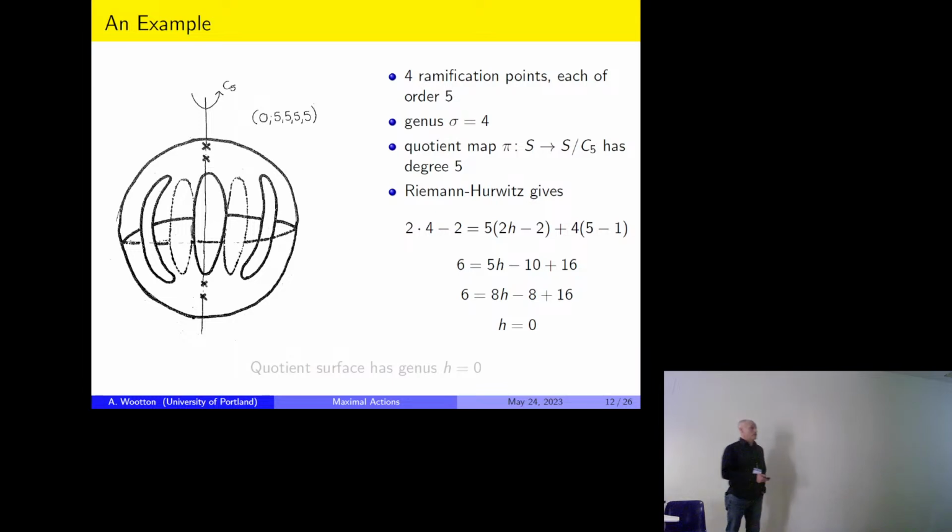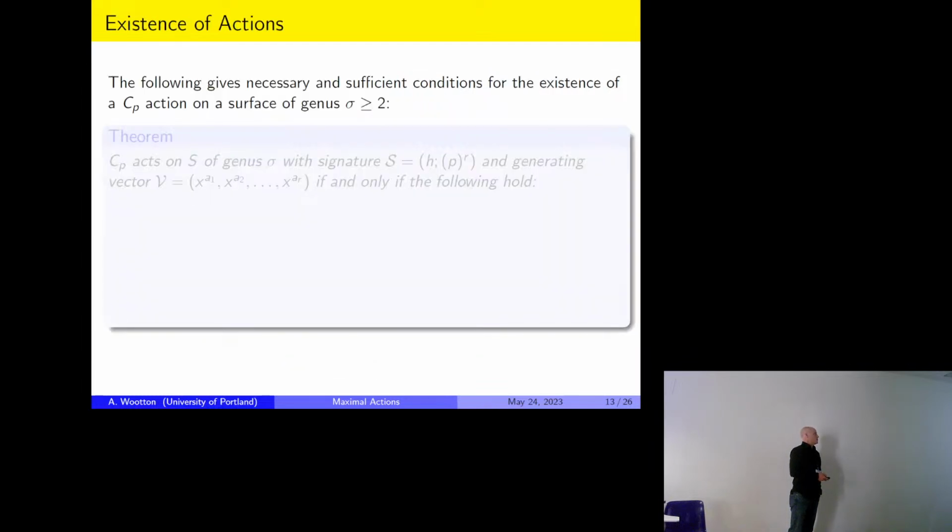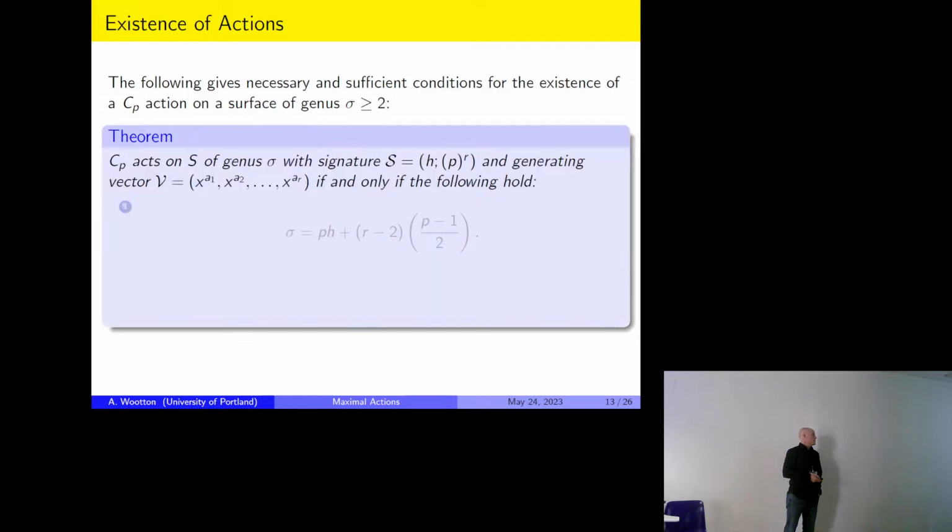You have these 4 fixed points, each of degree 5, and so we can just go through and algebraically solve for this genus here. There's nothing special going on there. As I said, we already calculated this genus, but I just wanted to show the Riemann-Hurwitz formula gives this. Okay, so putting these two things together, we can state a result which allows us to determine when an action exists with a particular signature.